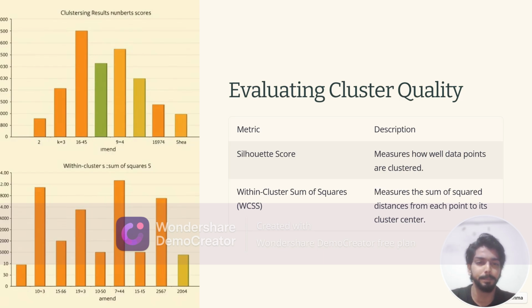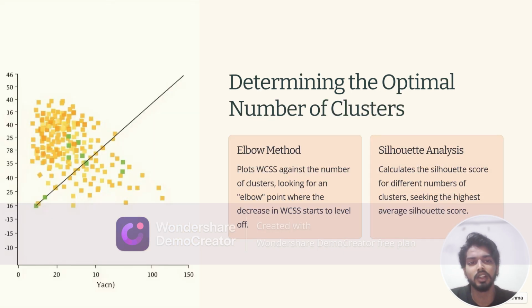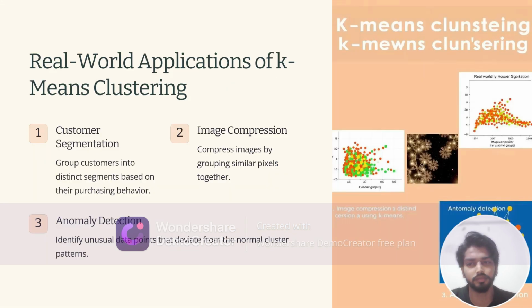Evaluating cluster quality. The silhouette score measures how well data points are clustered. Within-cluster sum of squares, WCSS, measures the sum of squared distances between each point and its cluster center. Determining the optimal number of clusters: the elbow method plots WCSS against the number of clusters, looking for an elbow point where the decrease in WCSS starts to level off. Silhouette analysis calculates the silhouette score for different numbers of clusters, seeking the highest average silhouette score.